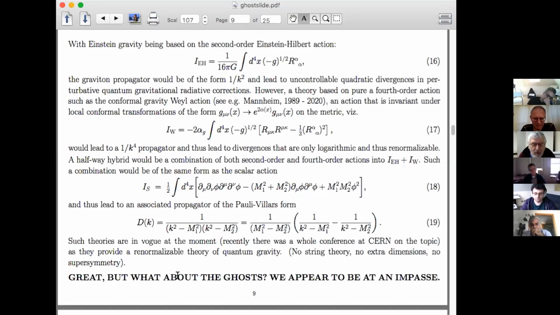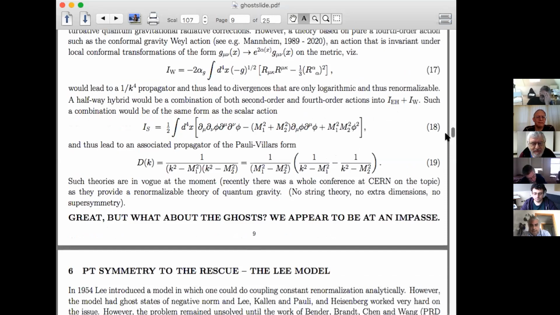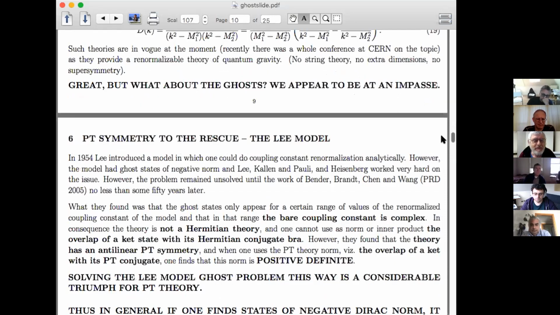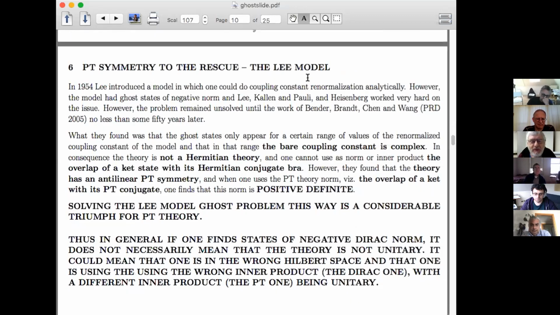However, what about the ghosts? So we're almost there, but we're still at an impasse. So we see that the Pauli-Villars propagator is appearing in many different places, but nonetheless, the ghost problem has not gone away. And now I'm going to show you how it goes away. PT symmetry to the rescue, the Lee model.